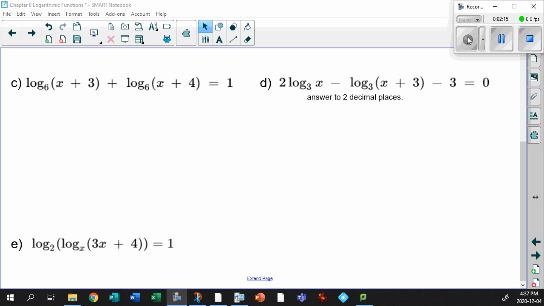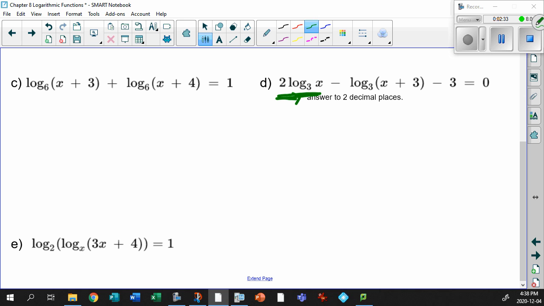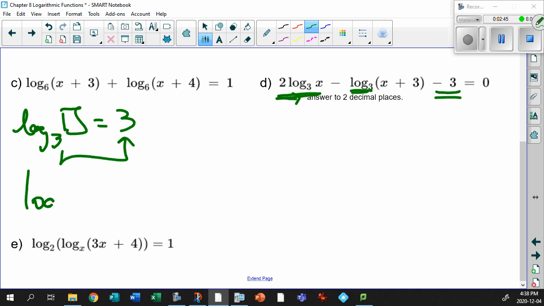Whenever I see a question that says answer to 2 decimal places, that scares me. The reason why it scares me is I think it's going to end up using the quadratic formula in here. That's going to be kind of crazy. Watch this. First things first, log base 3, we need a log here. So let's go. Log base 3 of some number has to give us 3. Guess what? That's going to be the log base 3 of 27. So that's important to put in there. There's a power right there.